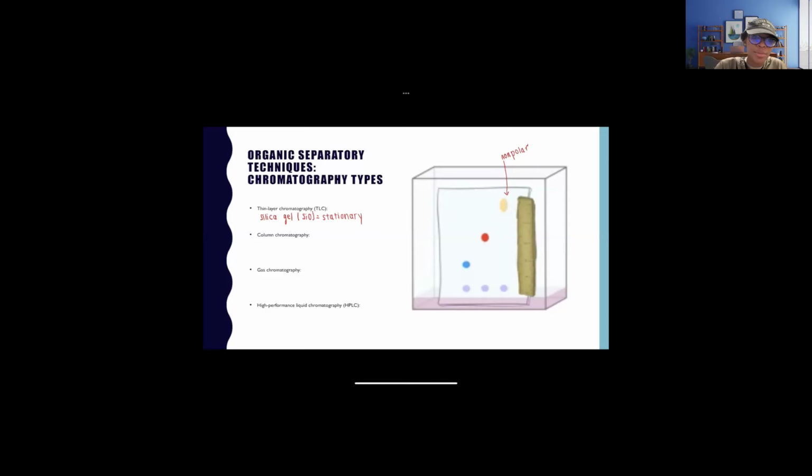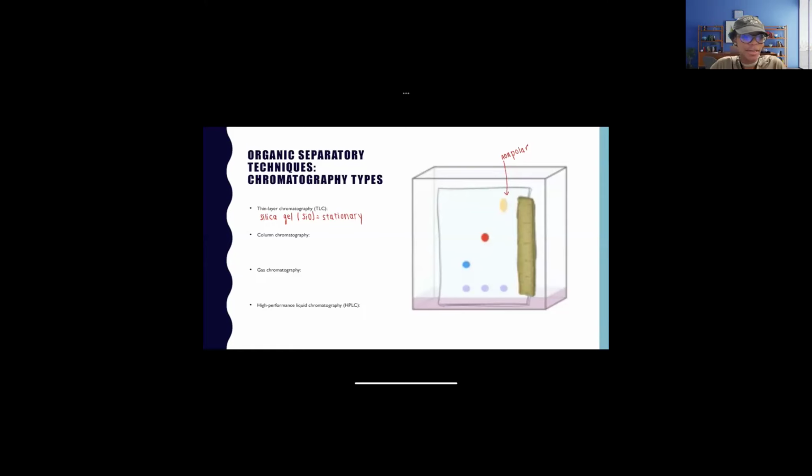Gas chromatography is going to use a gaseous mobile phase and a liquid stationary phase. It's only going to work for compounds that are able to be vaporized at reasonable temperatures. And lastly, another important one: I had exactly one question on HPLC on my actual MCAT exam. High performance liquid chromatography uses a liquid mobile phase moving through a solid stationary phase, and it's done at high pressures. That's going to be the biggest thing about that.